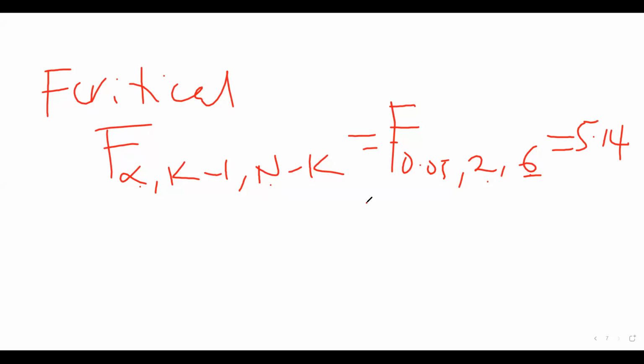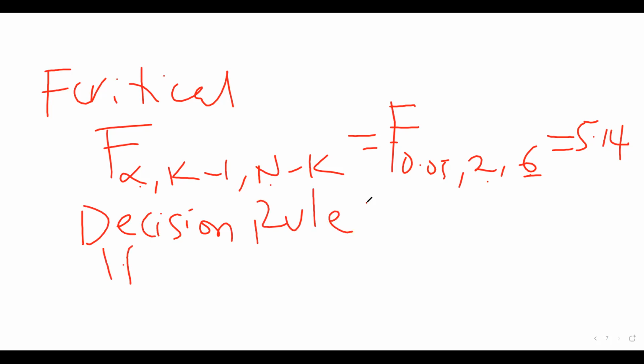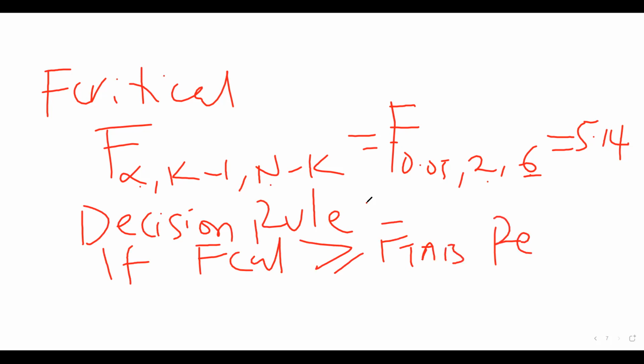So how do you decide and conclude? Remember, the decision rule is not different from all other decision rules that we know for parametric tests. The decision rule is simple: if the F calculated is greater than or equal to the F tabulated, then you should reject the null hypothesis at the 5% level of significance.